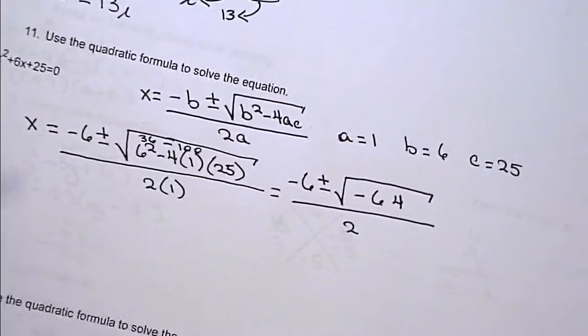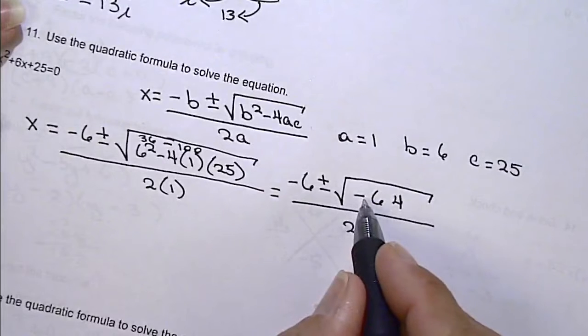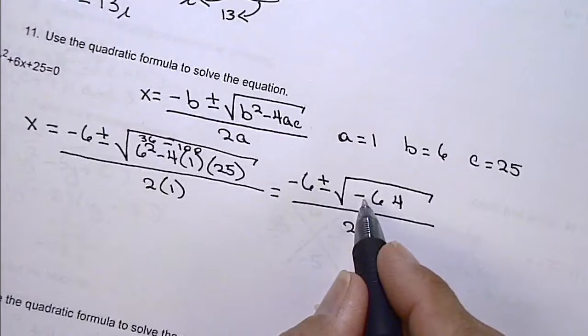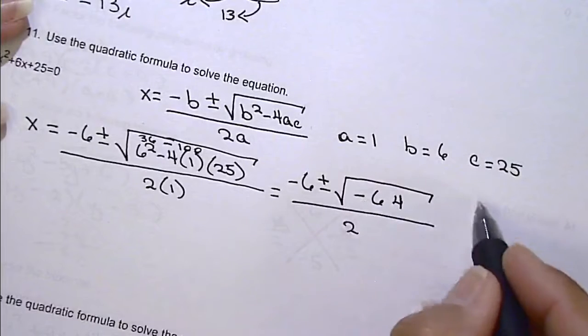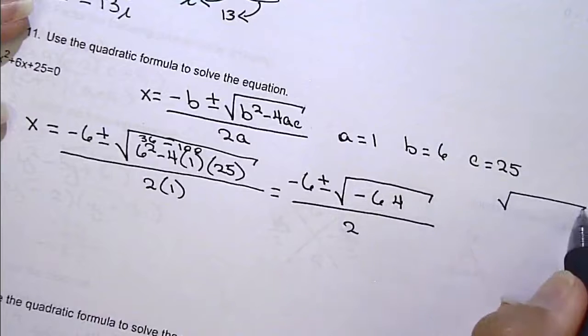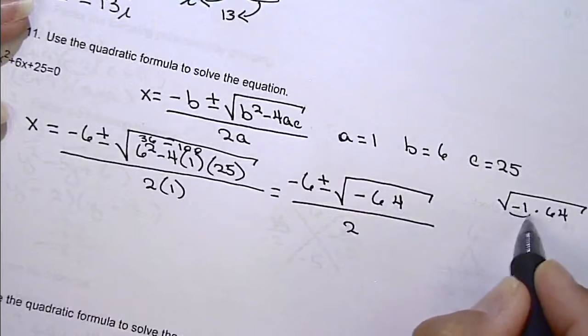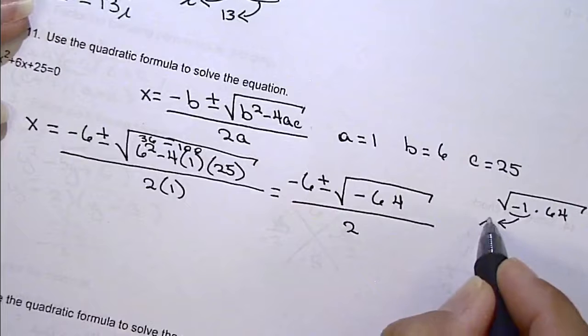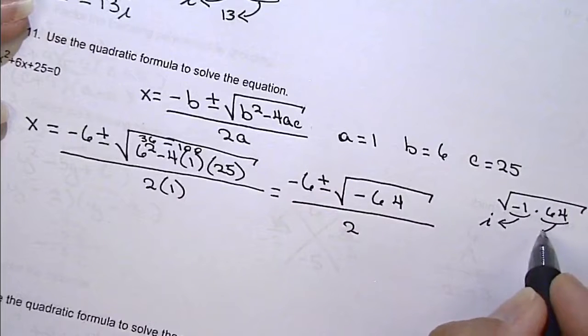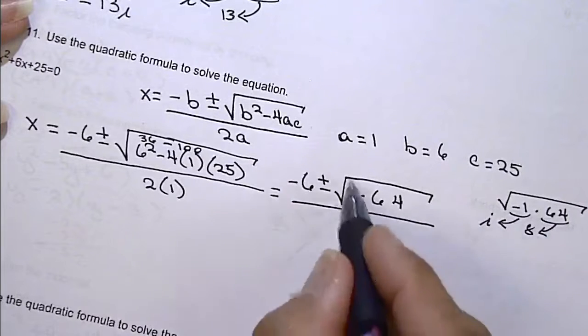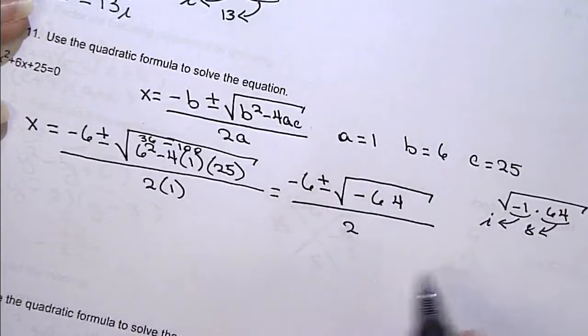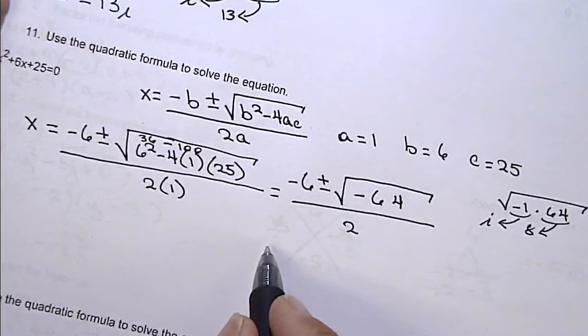Well, you should look at negative 64 and say, what are you going to factor out first? An i, right? Because negative 64, remember, is really negative 1 times 64. When we pull it out, we pull out an i, and this is a perfect square, 8. So this whole thing right here becomes 8i. All right.